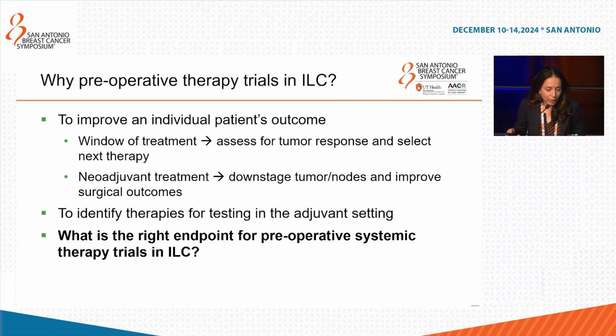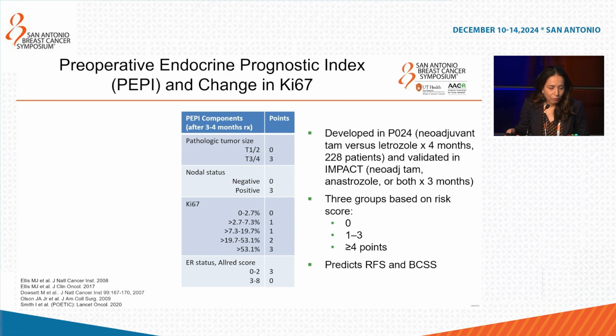But what do we know about the endpoints for lobular breast cancer? One of the commonly used endpoints for neoadjuvant endocrine therapy trials is the preoperative endocrine prognostic index, or PEPI. PEPI is calculated from the surgical specimen after 3 to 4 months of endocrine therapy. The components of PEPI are listed here: the pathologic tumor size, the nodal status, Ki-67, and ER status. By adding up these points, you can calculate a PEPI score, and PEPI 0 is associated with excellent long-term outcomes. You can also calculate a modified PEPI score by omitting the ER status.